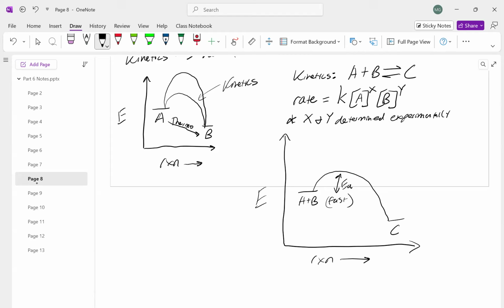Remember, activation energy is the amount of energy it takes to get from the reactants to the top of that hill. If you don't have that sufficient amount of energy to get up the hill, then you can't get down the hill to get to C. Slow reactions will have a high activation energy. So the higher the activation energy, the slower the reaction.